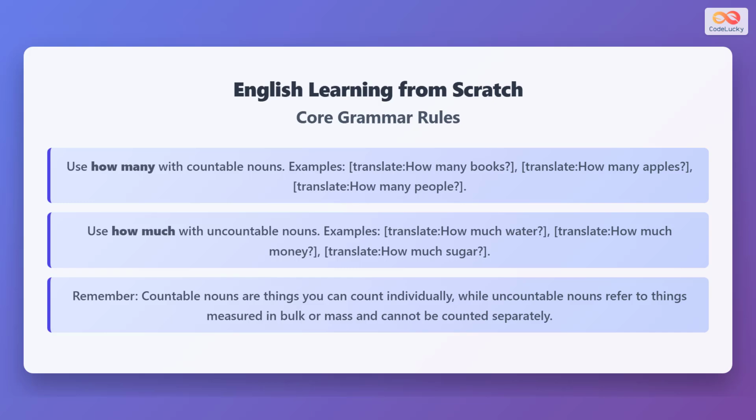Here are the core rules to remember. Use how many with countable nouns like books, apples, people. Use how much with uncountable nouns like water, money, sugar. Countable means you can count each one separately. Uncountable means measured by amount or mass.